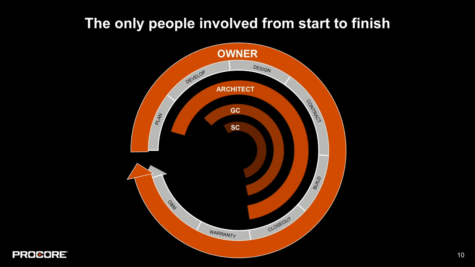Well, the good news is that as an owner, you are the one party involved from start to finish. And you have the power and the perspective to implement processes and requirements that can improve your project execution across the entire life cycle. So what can you do to ensure high quality project execution during design and pre-construction?